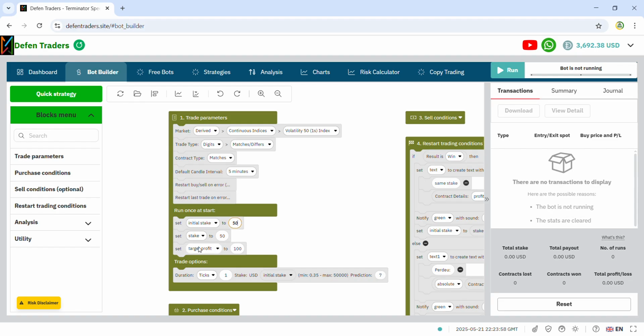Then we have the target profit. How much do you need as your profit? From the different traders site, I have recommended 25% of your capital. Always multiply your capital by 25% to get the amount of profit that you want. On the initial stake here, I have always recommended working with 5% of your capital. So take capital times 5%, and you'll get how much you can always use as your stake.